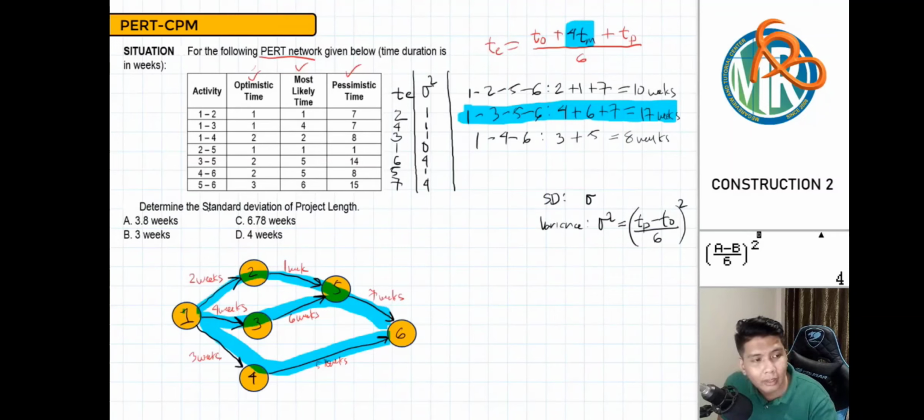Ngayon, how do we get the standard deviation of the project length? Kukunin mo ngayon yung variance ng ating project length. Meaning, i-add mo lang yung variance which belongs to the project length.